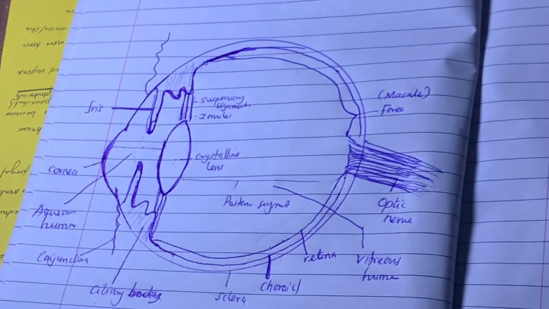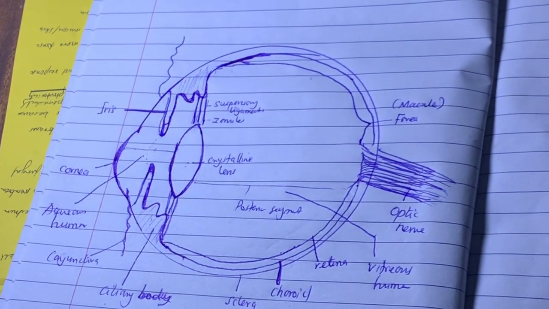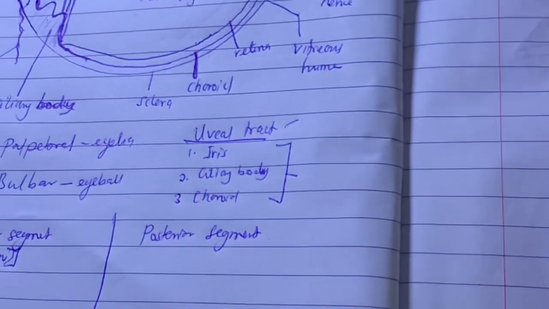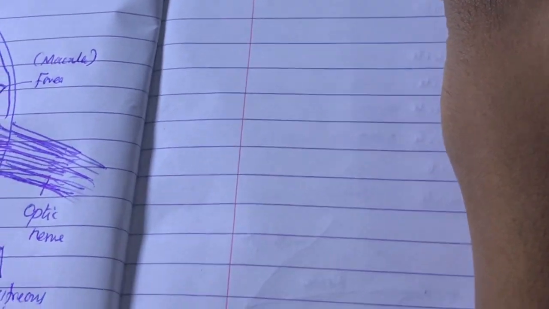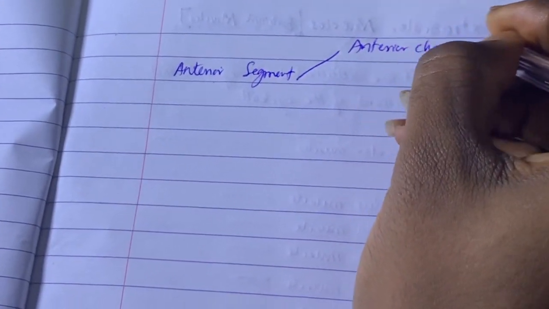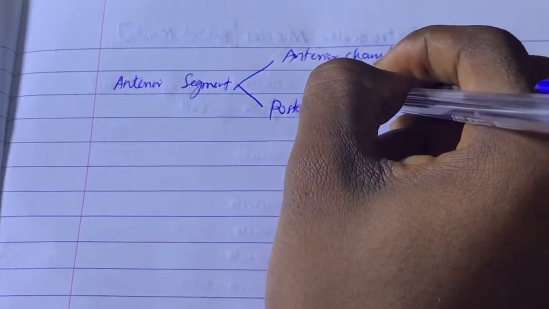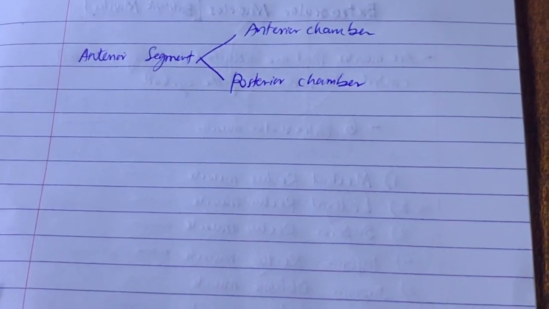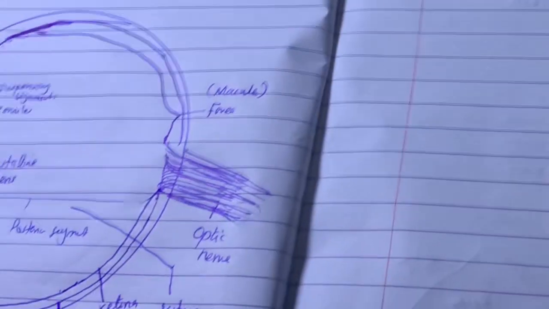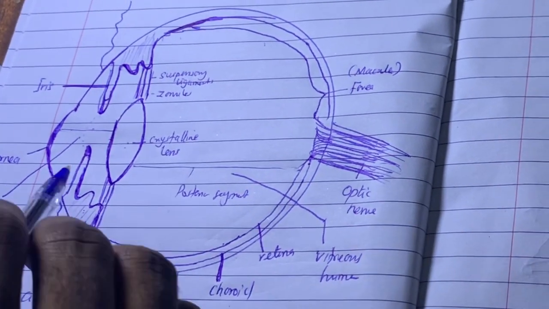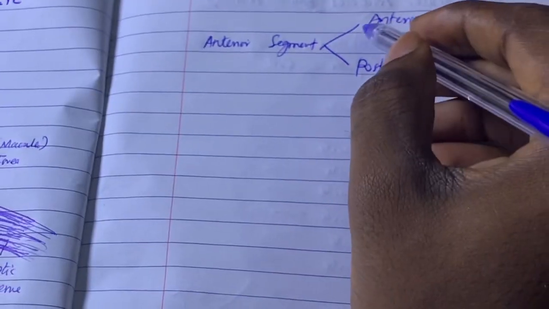Now the point is that the anterior segment has two divisions: the anterior chamber and the posterior chamber. The posterior segment, from the back of the lens to the retina, has no such divisions. But for the anterior segment, there are two divisions, the anterior chamber and the posterior chamber.